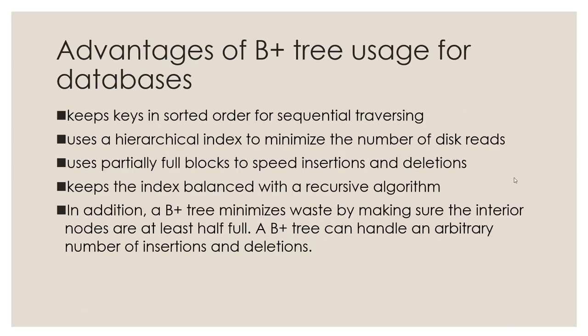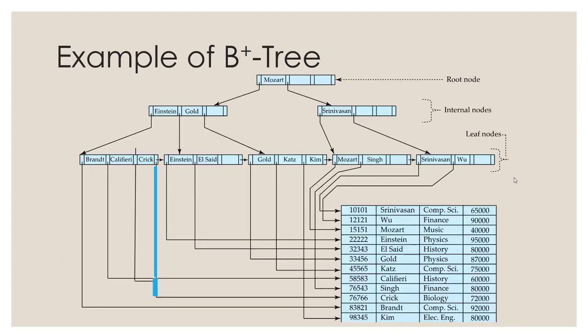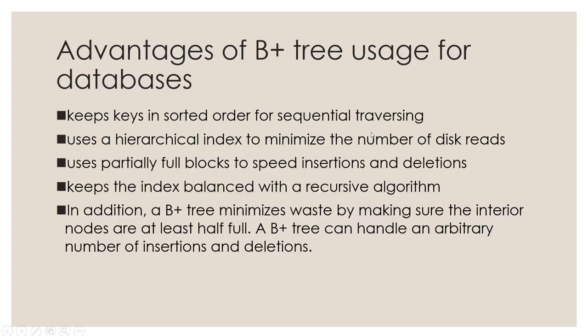So the advantages of B plus tree for databases are that it keeps the keys in a sorted fashion, because as you can see, anything less than goes here, greater than goes here, so they're already sorted as is. It uses a hierarchical index to minimize the number of disk reads. It keeps the index balanced with a recursive algorithm, because whenever you add or delete something, it's going to balance it. And it minimizes waste by making sure that the interior nodes are at least half full.